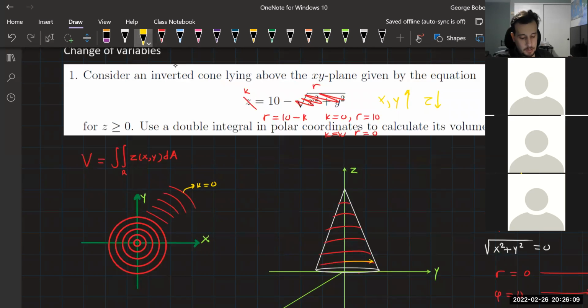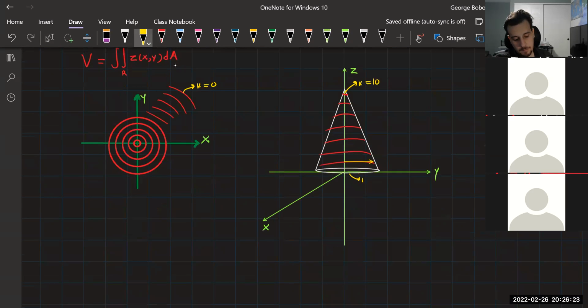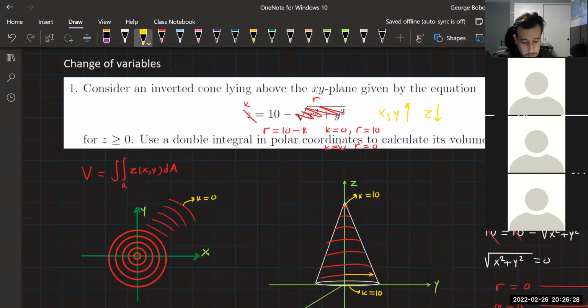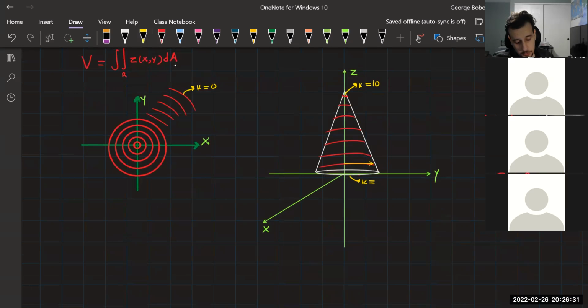So up here, this level curve up here, I'm going to indicate it. That is the k equals 10 level curve, because that has no radius. And then the bottom one over here, that's going to be the k equals 10 level curve. Wait a minute, that's going to be the k equals 0 level curve. Just a little refresher on level curves, right? How we draw them. So on the 2D plot, the very inner one is k equals 10. And you can see it's like an elevation map for the cone.